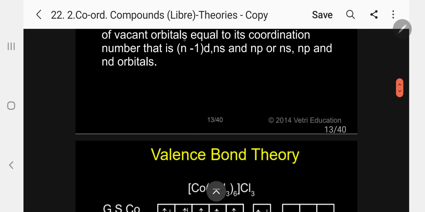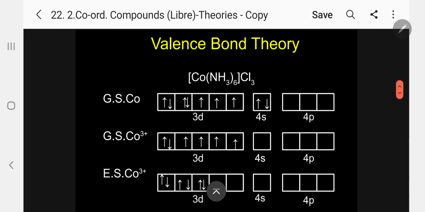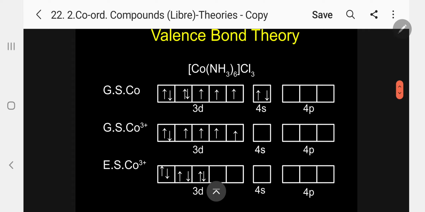Please follow. To understand this explanation of the postulates, I am giving the same example given by our Werner. So the Werner formula we can write in this way. This is the correct way of representation of a complex. The name I can give is hexaammine cobalt(III) chloride. Please follow.